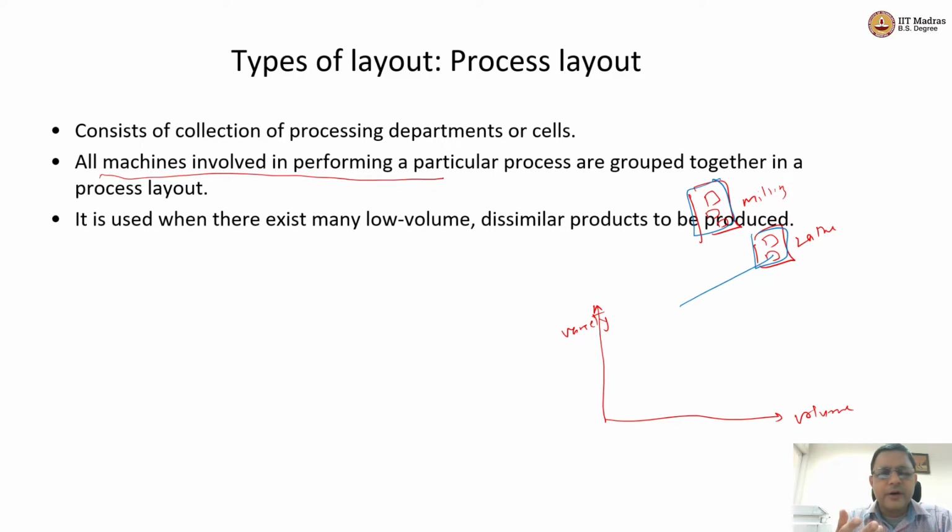You can think of Honda as Honda City and Honda Jazz, right? I don't know, CRV, Honda CRV. So the variety is not very large, but the volumes are quite large. As I said, how many cars do they make? They make hundreds of thousands of cars. So volumes are large, variety is small, and that is when you use product layout.